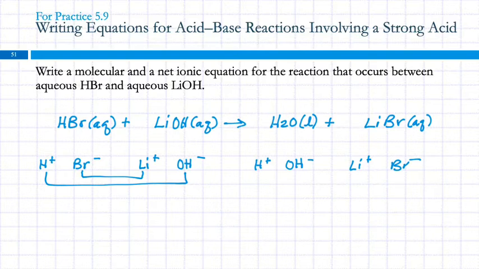I need to make sure it's balanced. So here I've got 1 hydrogen, and there's another hydrogen kind of hiding over here. So that's 2 hydrogens, 2 hydrogens. 1 bromine, 1 bromine, 1 lithium, 1 lithium, 1 oxygen, 1 oxygen. Cool. It's balanced. That's the molecular equation.